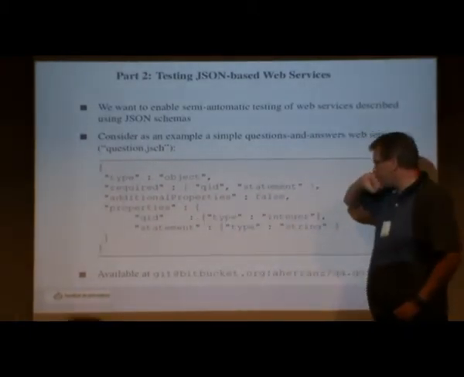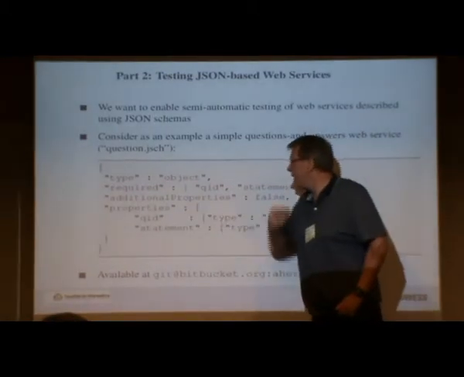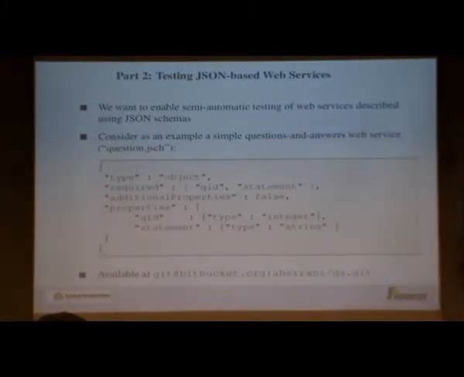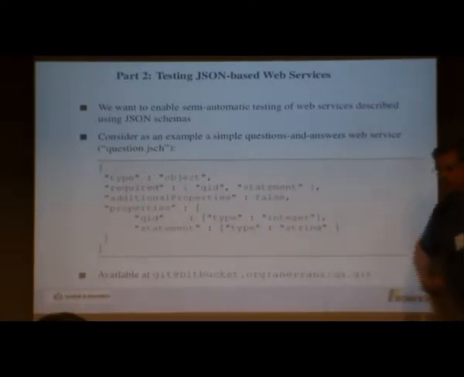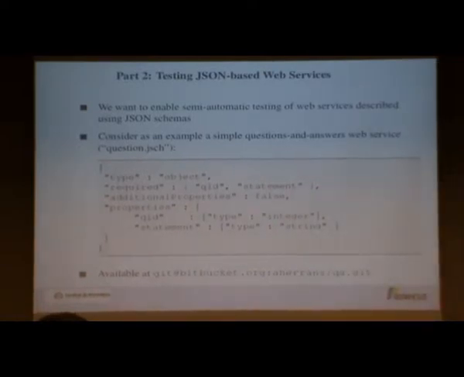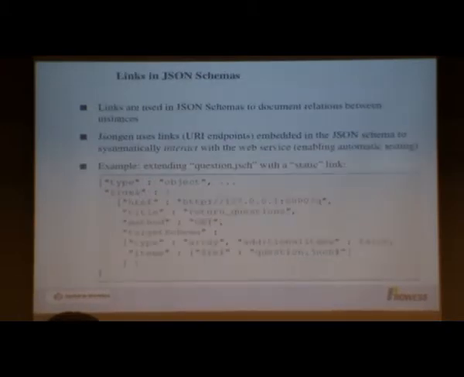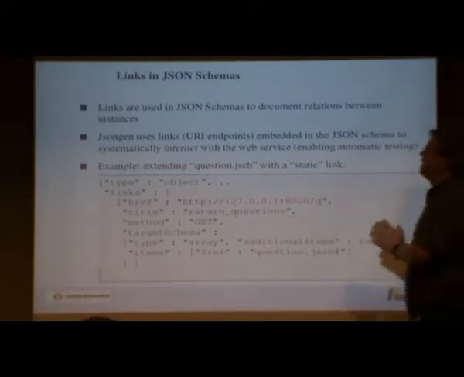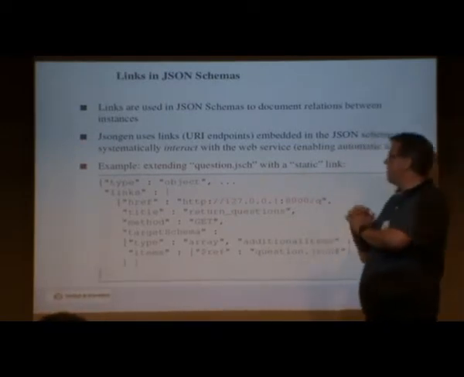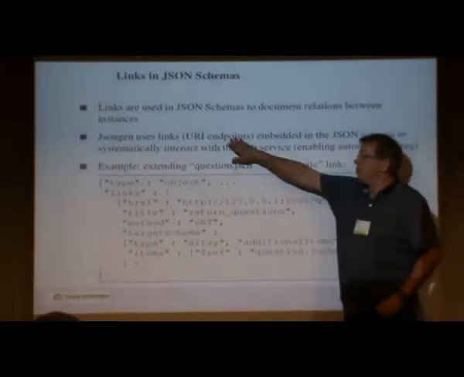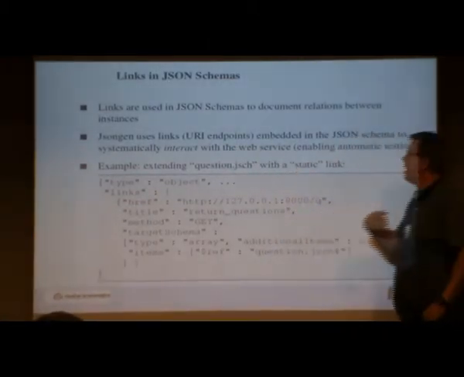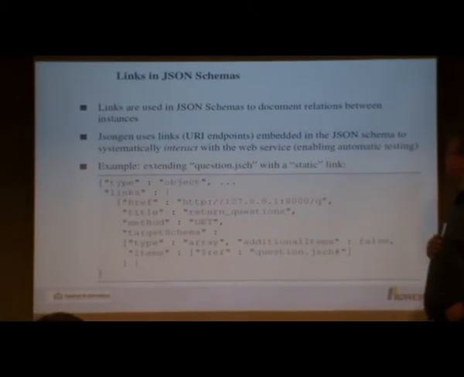And each question should come with a question identifier. Okay? And there is a simple web service that we designed ourselves to do testing around that. So questions have a statement and a question identifier, which is an integer. Now one can start adding links to JSON schemas. A link is essentially an URI endpoint describing how you can access a web service.